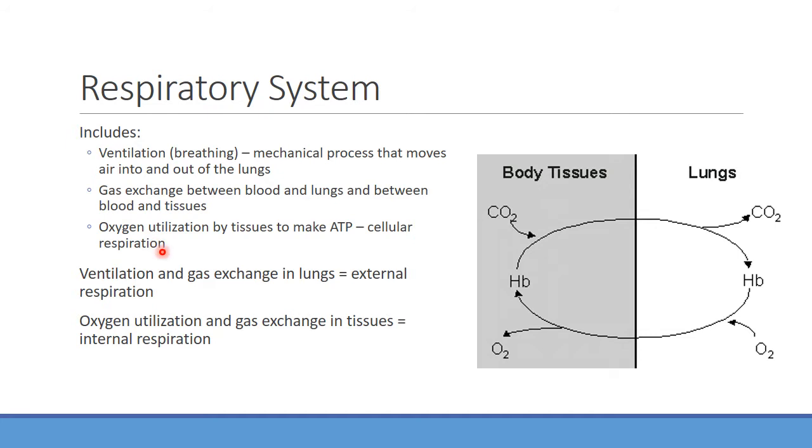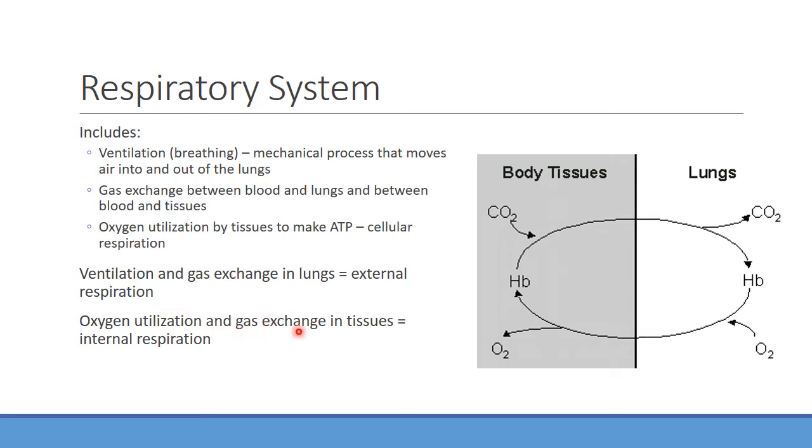And then we'll talk about this oxygen utilization to make ATP, that cellular respiration, and how that also involves this process. Because again, the main byproducts of production of ATP are water and CO2, right? So we need to get rid of that CO2, and so the blood's going to be the big thing to do that.